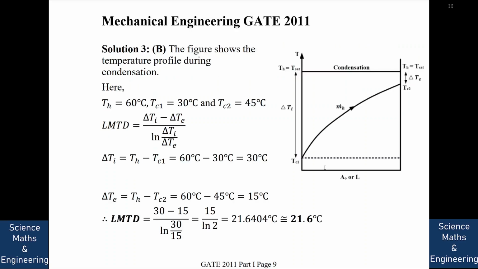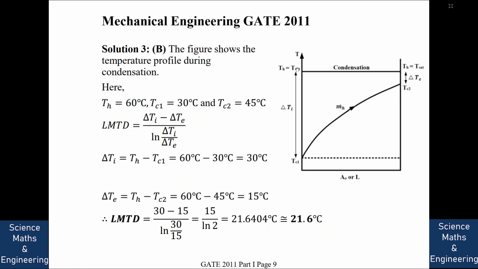So the answer is B, 21.6 degrees centigrade. So here I am drawing the temperature profile. As it is condensation, the temperature of the steam condensing remains constant. It loses latent heat, but the temperature remains constant. Now this Tc1 is the temperature of the cold water inlet, and Tc2 is the temperature of the cold water outlet.